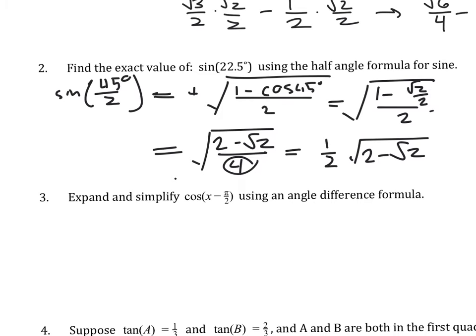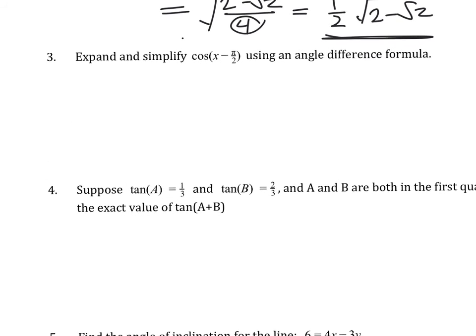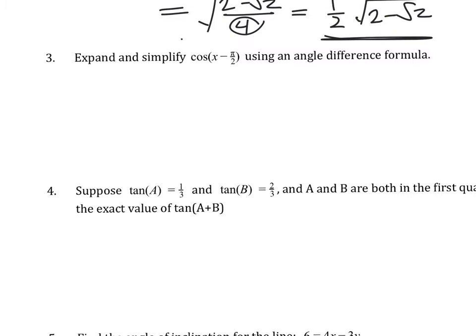And again, if you wanted to check your work, you would get your calculator and type in sine of 22.5, and then compare that to the evaluation of 1/2 root of 2 minus root 2. Being very careful to keep track of your parentheses, make sure everything is in the proper place, they should match. I would do that if you had time at the end of the test and you wanted to check your work.